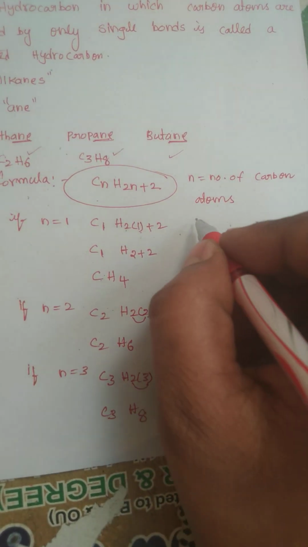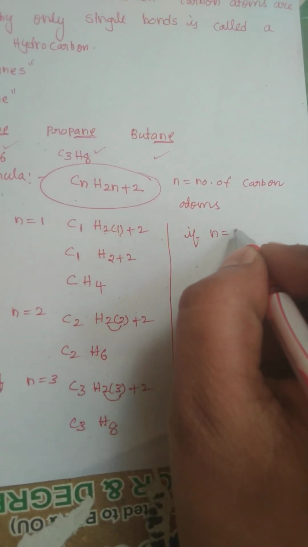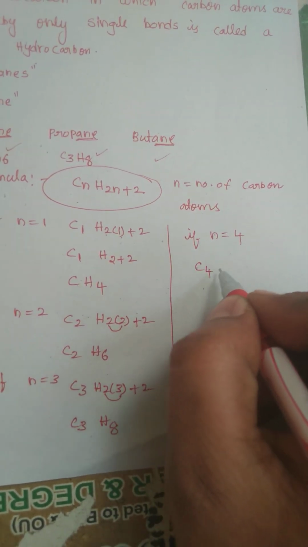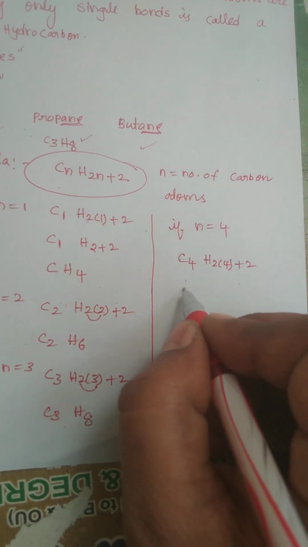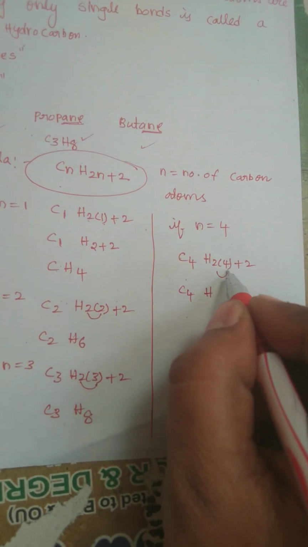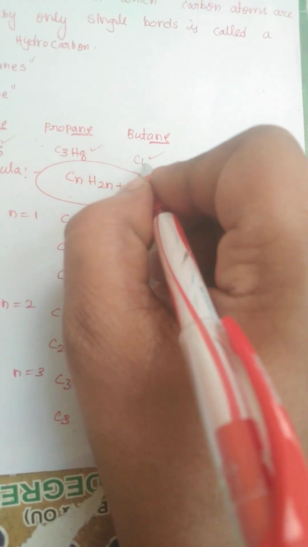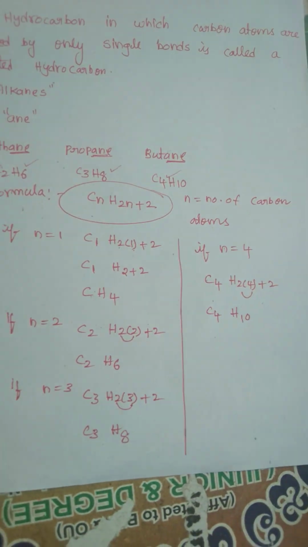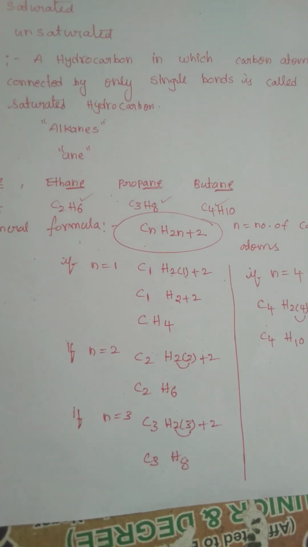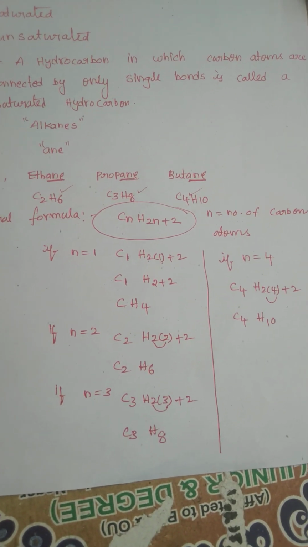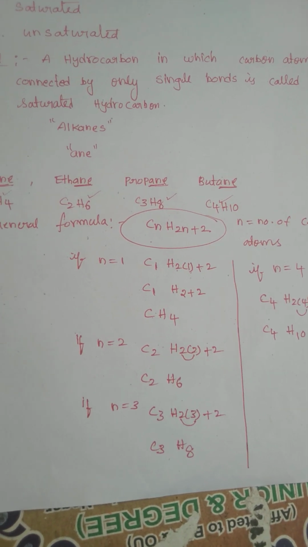Next, if n equals 4, C4H(2 into 4 plus 2), C4H(8 plus 2), that is 10, C4H10. This is the formula of butane, C4H10. So this is about saturated hydrocarbons. What do you mean by saturated hydrocarbon? A hydrocarbon in which carbon atoms are connected by only single bonds is called a saturated hydrocarbon.